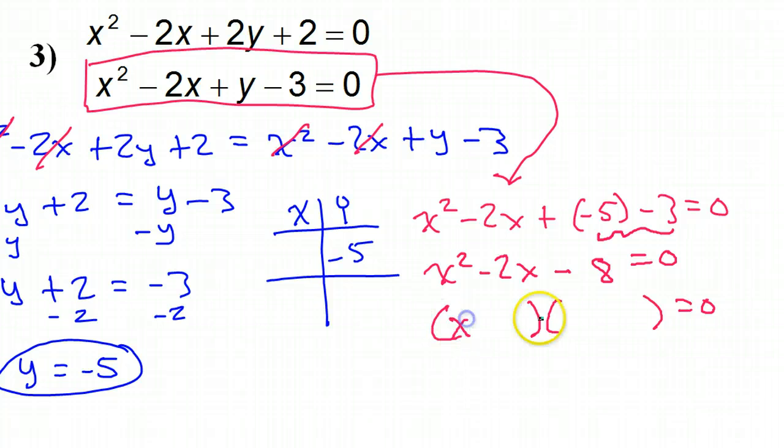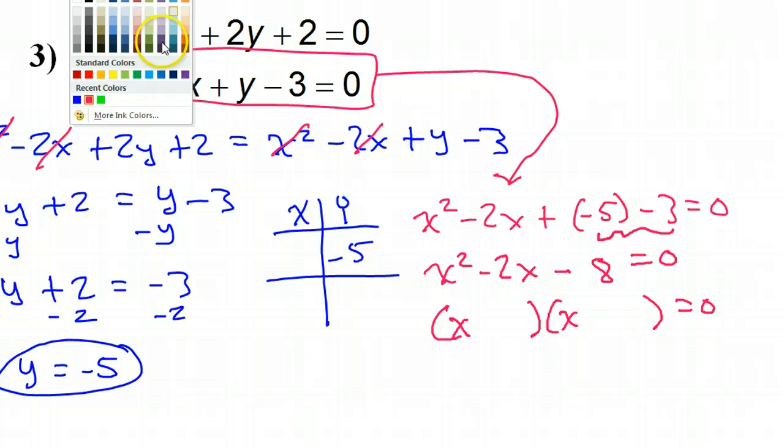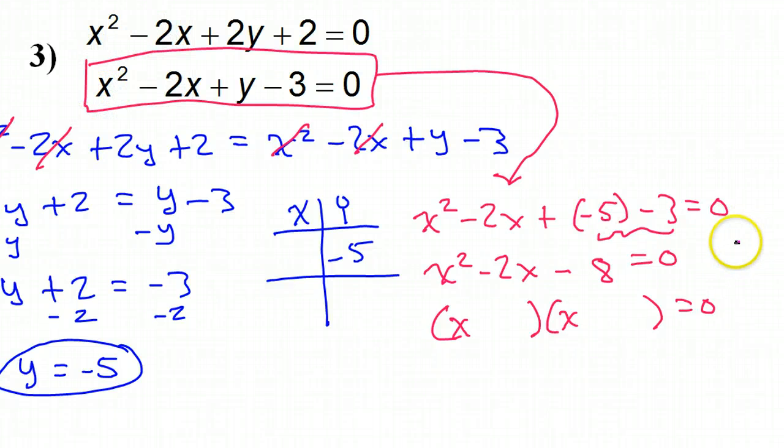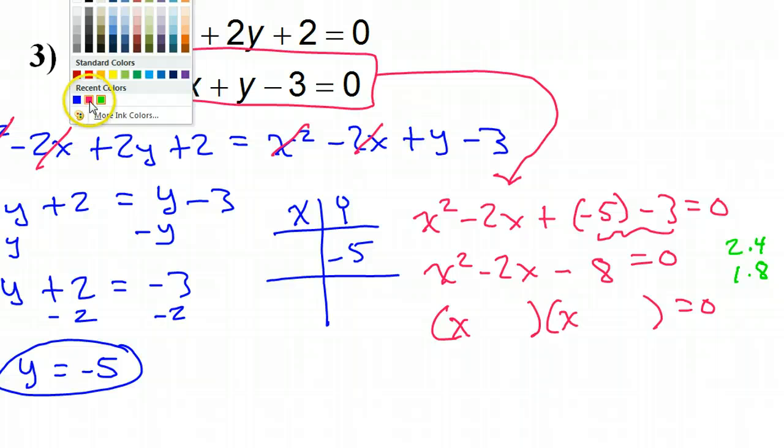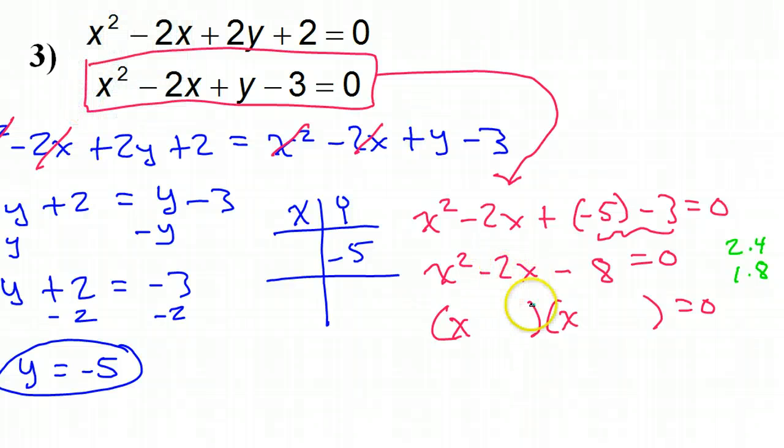So x squared can only be x times x. 8. Alright, looking at that 8, I'm thinking either 2 times 4 or 1 times 8. That's all I got. Let's go with the 2 times 4, looking at the middle of negative 2x. So 2 times 4. Now inner I have 2x, outer I have 4x.